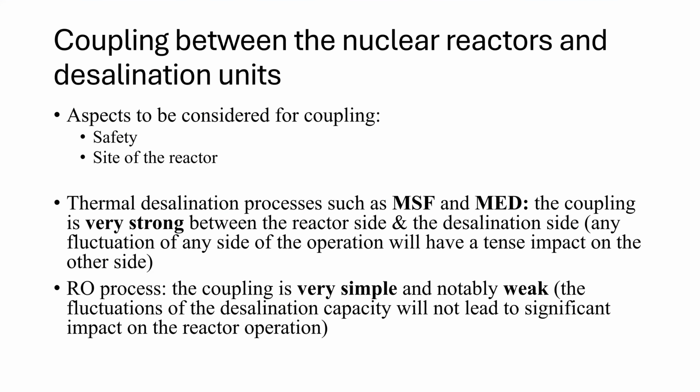For coupling between nuclear reactors and desalination units, there are aspects to be considered. One is safety, and then the site of the reactor. For example, if it were in Riyadh, in a big city, or Kuwait, which is mostly on the coast, it's not an easy task to put a nuclear power plant next to desalination, next to a big city where there's a lot of population. This is why small modular reactors are a better fit in this case.